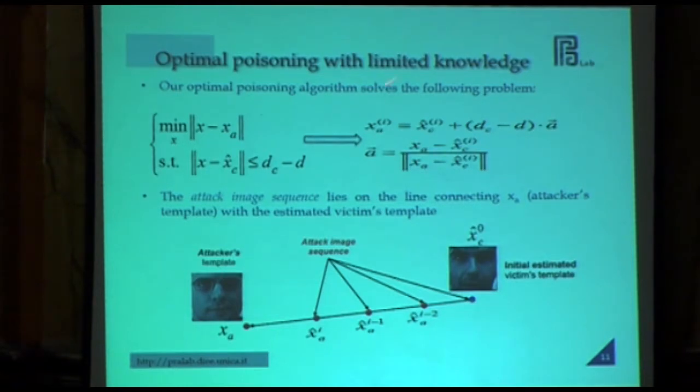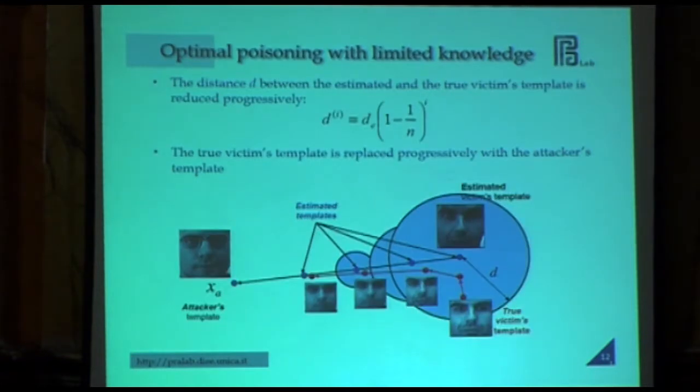This is the formulation, and in the paper you can find the mathematical detail of the solution, but it's nothing novel. It's something that you can do exploiting the Kuhn-Tucker condition. And what is nice from the theoretical viewpoint is that the solution also progressively reduces the limitation of knowledge that the attacker has about your templates.